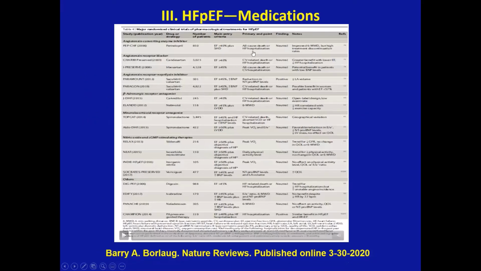And this is the list of all the trials that were done to see what group of medications would help patients with HFpEF. They tried ACE inhibitors, ARBs, Sacubitril-Valsartan, beta blockers, MRAs, you name it. They are all either neutral or negative. And the CHAMPION trial is not actually a medication trial, it's a device trial, which is CardioMEMS, and we won't get into that due to time restraints.